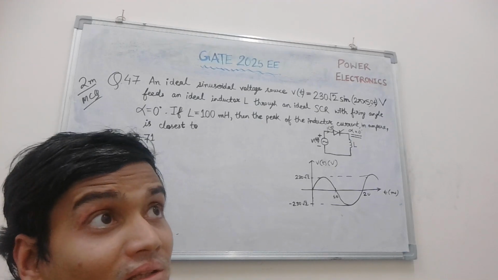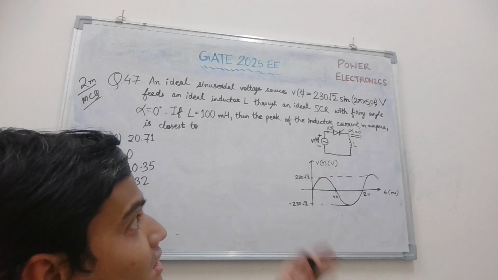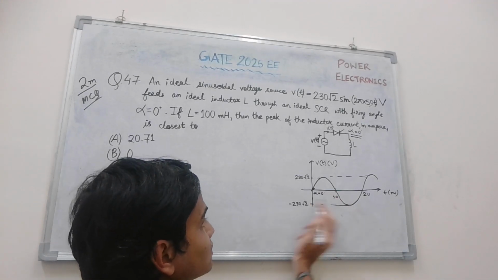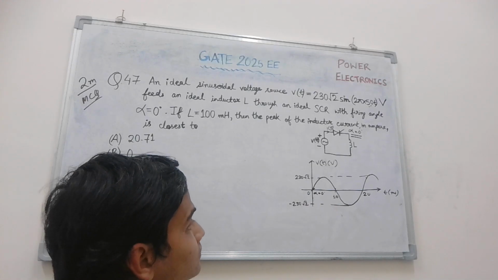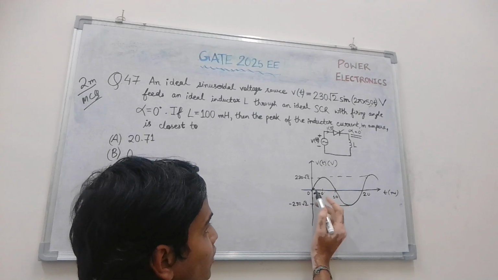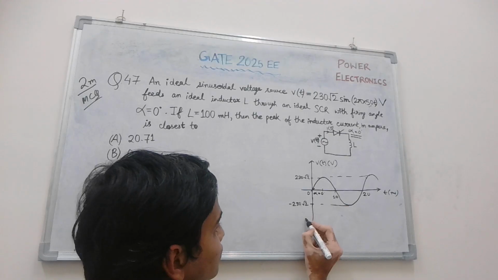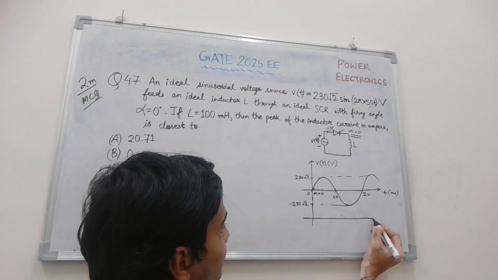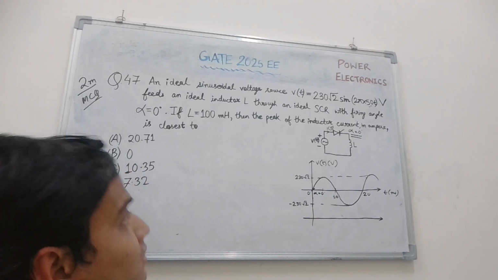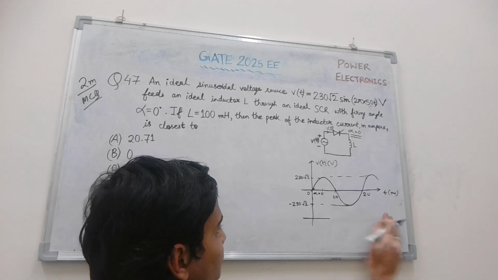Now for a pure inductor, the current lags the voltage by 90 degrees phase. Triggering is done at this point. When the voltage is 0, the current is at its peak, and when the voltage is at 90 degrees, the current will be 0. If the voltage is sine, the current will be cosine-like.